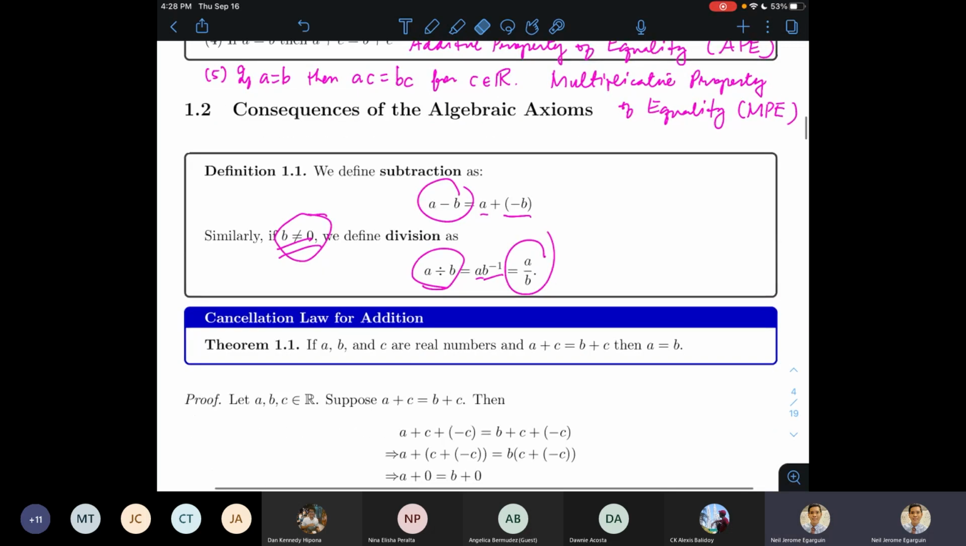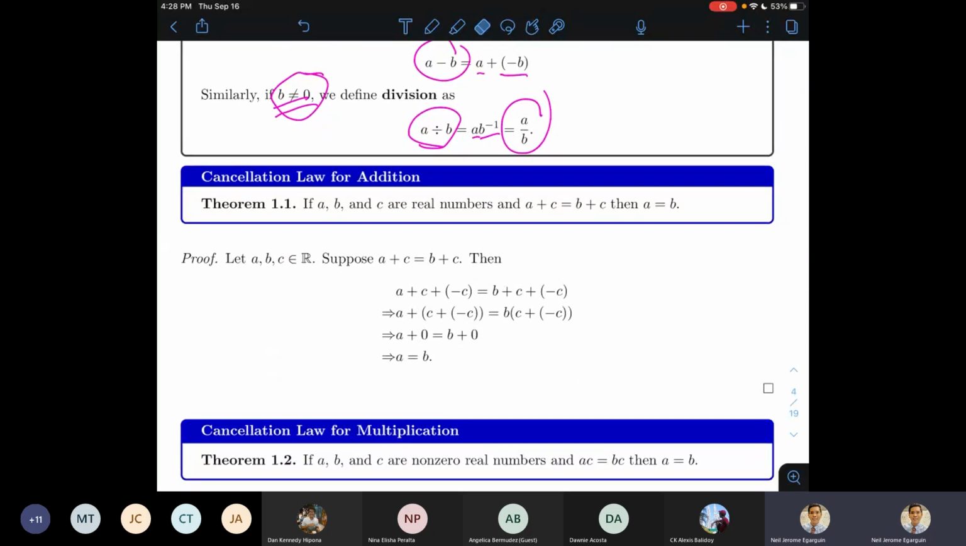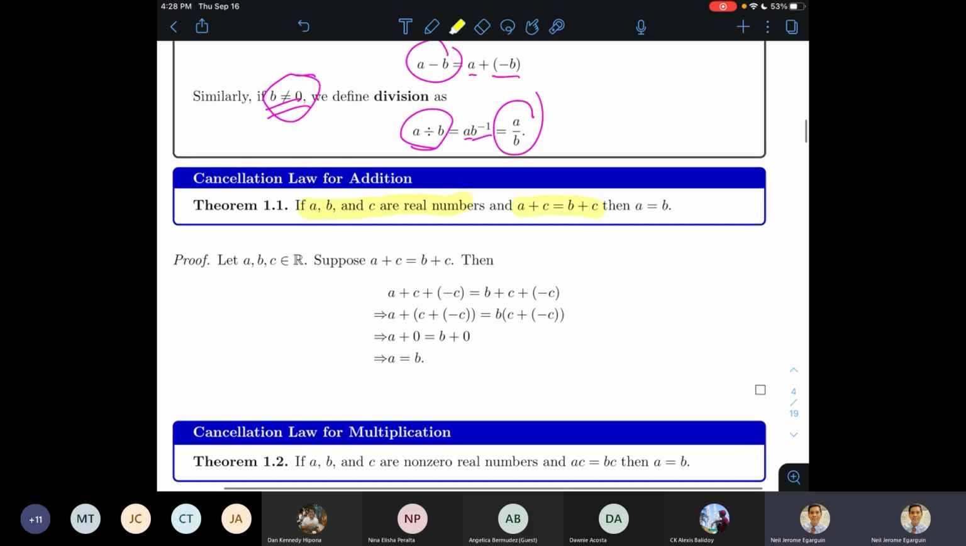Alright. So, okay. Our first theorem for the class is Theorem 1.1, which is the cancellation law for addition. So, the statement is, if A, B, and C are real numbers, and A plus C equals B plus C, so we have two assumptions here. We're getting three real numbers, A, B, and C, and they possess a certain property. That property is A plus C is equal to B plus C. And then the cancellation law says that if that happens, then A is necessarily equal to B.